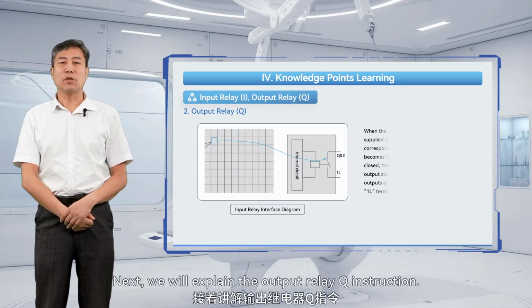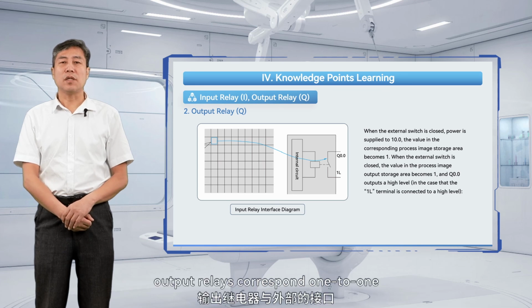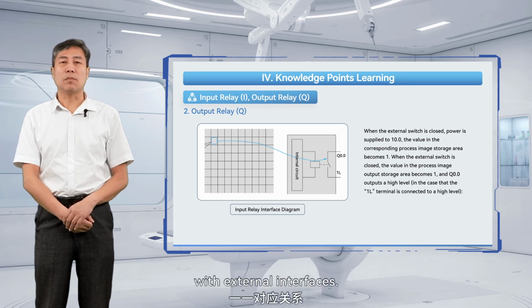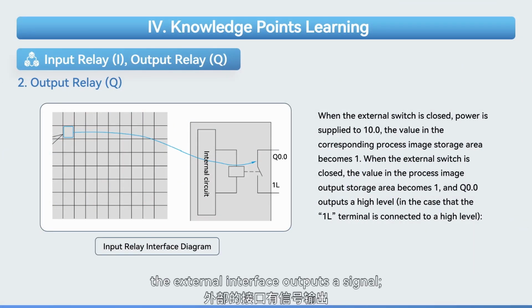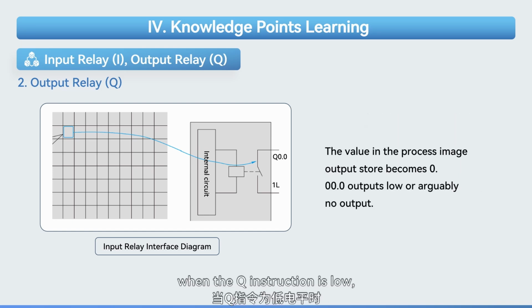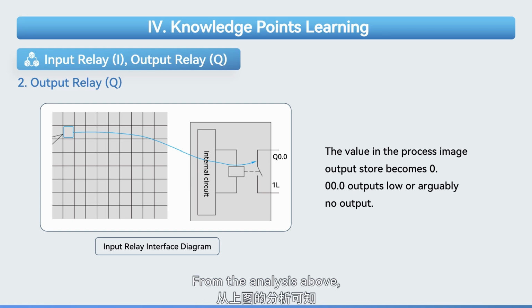Next, we will explain the output relay Q instruction. As illustrated, output relays correspond one-to-one with external interfaces. When the Q instruction is high, the external interface outputs a signal. When the Q instruction is low, the external interface does not output a signal. From the analysis above, it is evident that output relays are designed to drive external load components, with actual physical contacts connecting them to the external load.